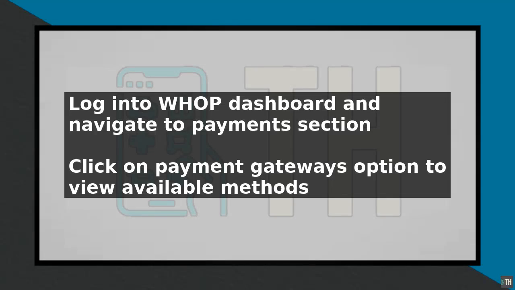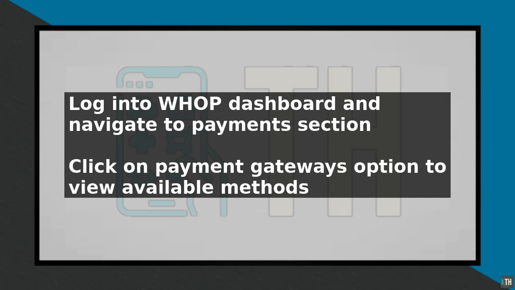To add Afterpay to your Whop store in 2025, start by logging into your Whop dashboard and navigating to the Payments section. Look for the Payment Gateways option and click on it to view the available payment methods. Scroll down to the Afterpay section and click on the Connect button to start the integration process.